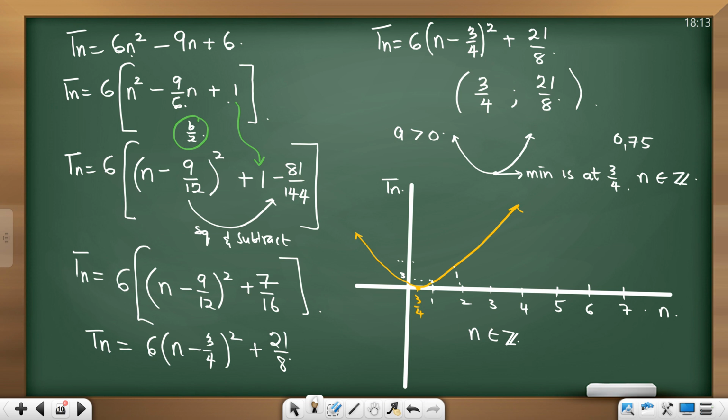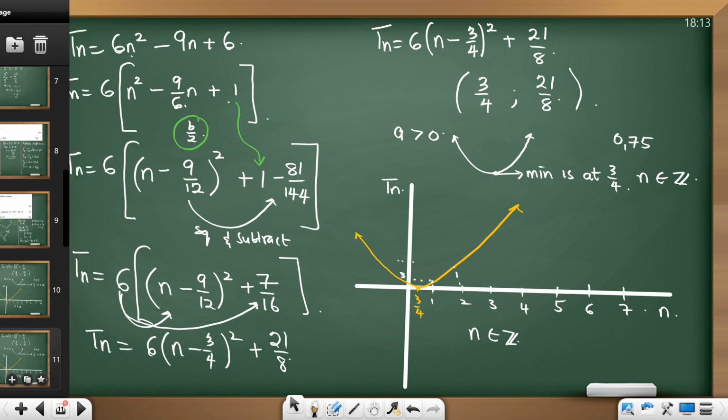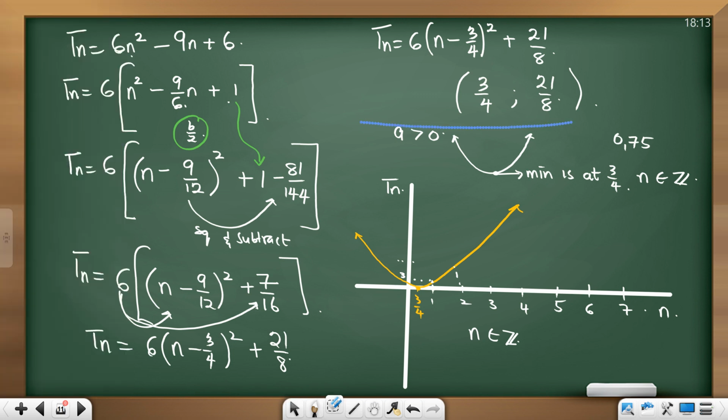But before I move to that part, how did I get 21 over 8? Expand the bracket. 6 multiplied by that and 6 multiplied by this. Bracket is gone. Are you okay there, TK? We just expand. Guys, don't worry. I'll leave this note for you.